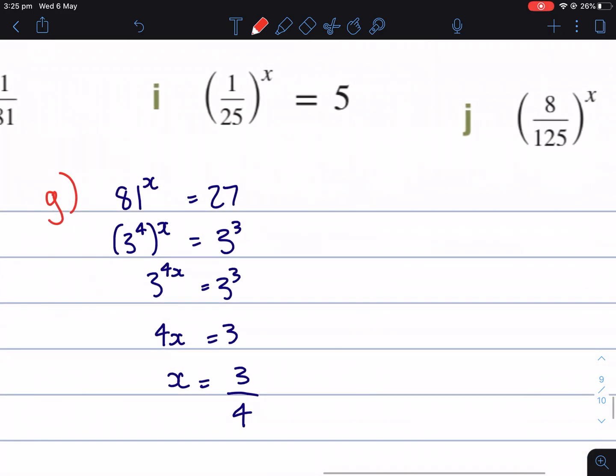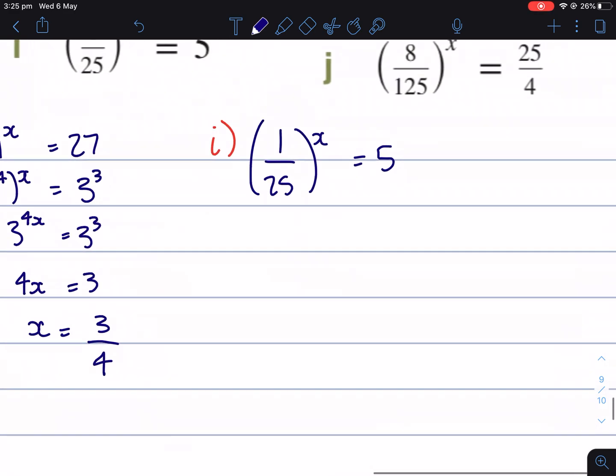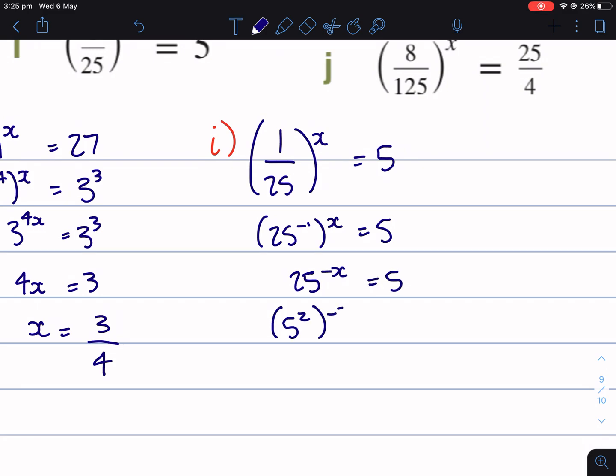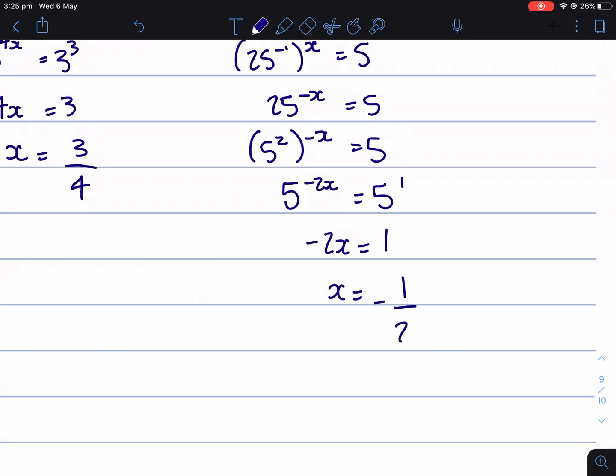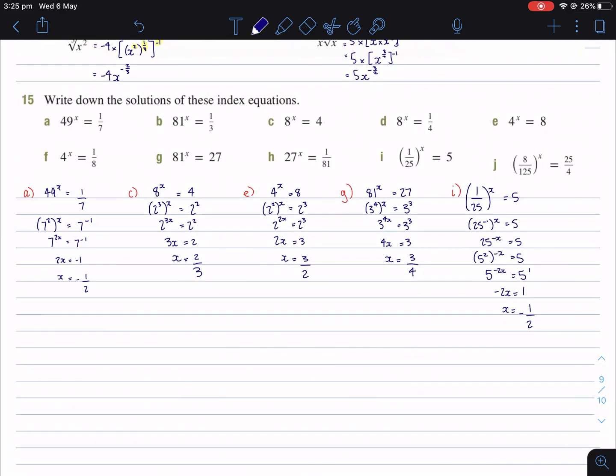And next I've got H, I. So this time we've got 1 on 25 to the x equals 5. Now I'm going to want both of these base 5, but I need to get rid of the fractiony bit first. So this is the same as 25 to the minus 1 to the x equals 5. This is 25 to the minus x equals 5. This is 5 squared to the minus x equals 5. So 5 to the minus 2x, so 2 times negative x, is 5 to the 1. So now we can say negative 2x equals 1, x equals negative 1/2. And that's the last one for this video.